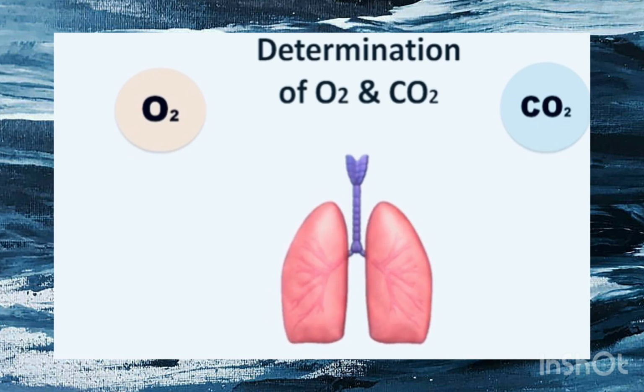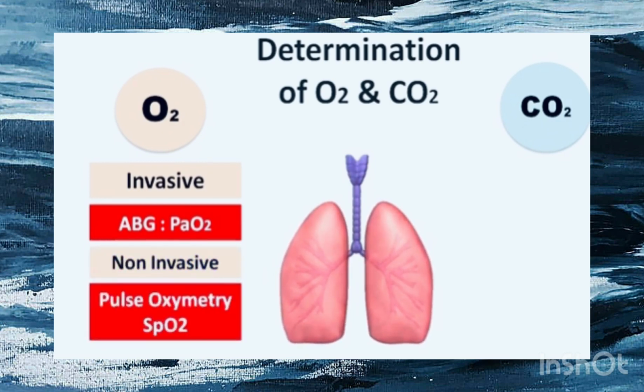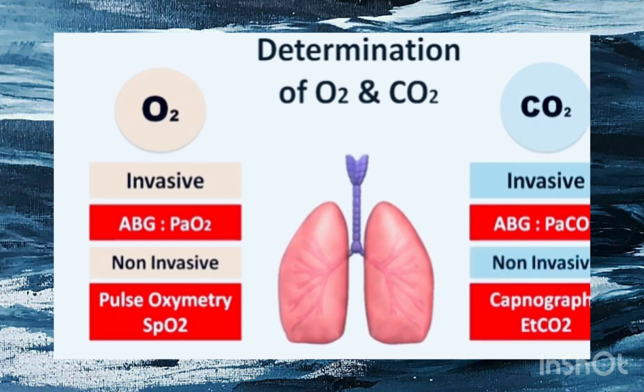In determining the oxygenation status, invasively, arterial blood gas analysis is done to determine the partial pressure of oxygen. Non-invasively, pulse oximetry determines the SpO2 level. Now, in determining ventilation status, invasively, arterial blood gas analysis determines the partial pressure of carbon dioxide level, and non-invasively, capnography determines the EtCO2 level. This is measured breath by breath at the end of the expiratory phase of respiration.